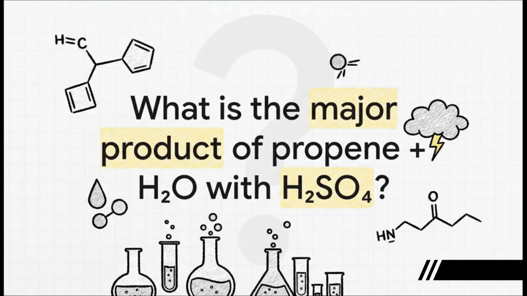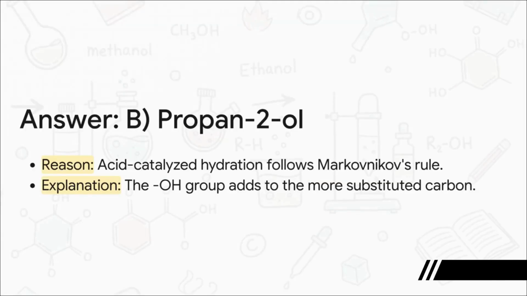What is the major product when propene is treated with water in the presence of sulfuric acid, or H2SO4? Look at the reactants, look at that catalyst. What rule are you going to use? All right, go ahead and pause the explainer right now and lock in your answer. And the correct answer is B, propan-2-ol. Did you get it? The reason is that H2SO4 is the big signal for acid-catalyzed hydration. And what rules does that follow? Markovnikov's rule. So the OH group has to go to the more substituted carbon, which in propene is that carbon right in the middle. Awesome job if you got that one right.